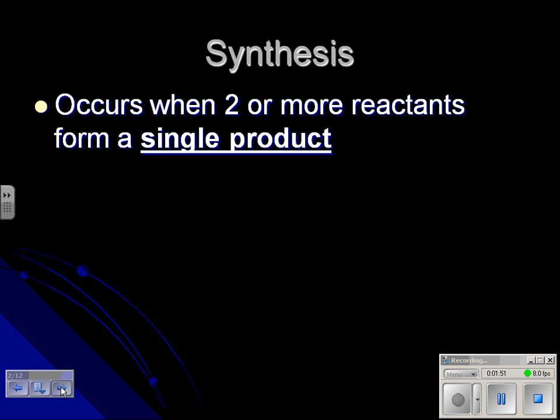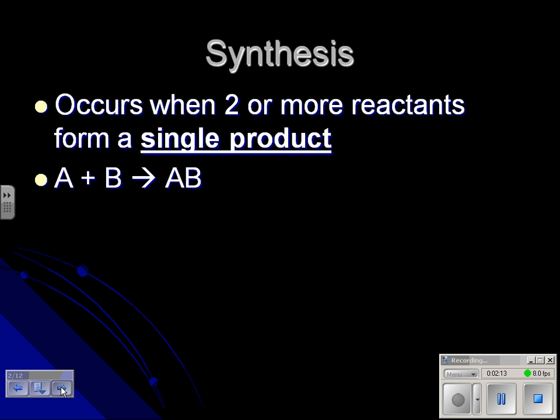As a general form of the equation, we could make it look like this. Now, A and B are fictitious elements, just any element from the periodic table. But if you had an element A plus an element B, you could make the compound AB together. Notice the plus sign's gone on the product side because they've come together to make a product now.